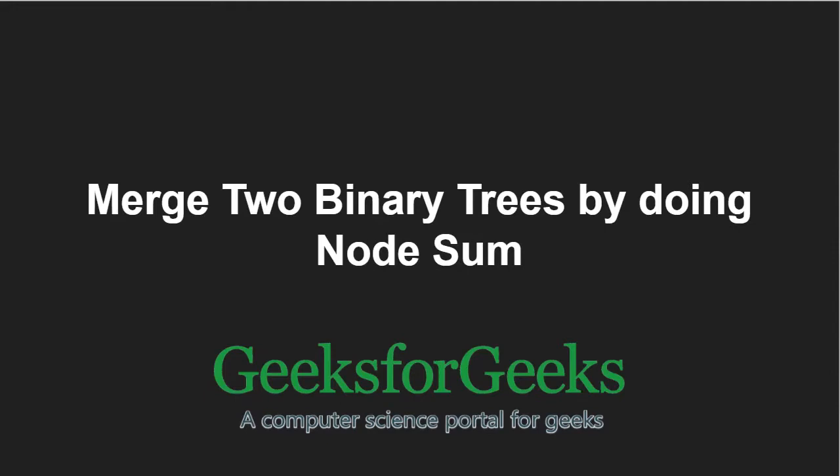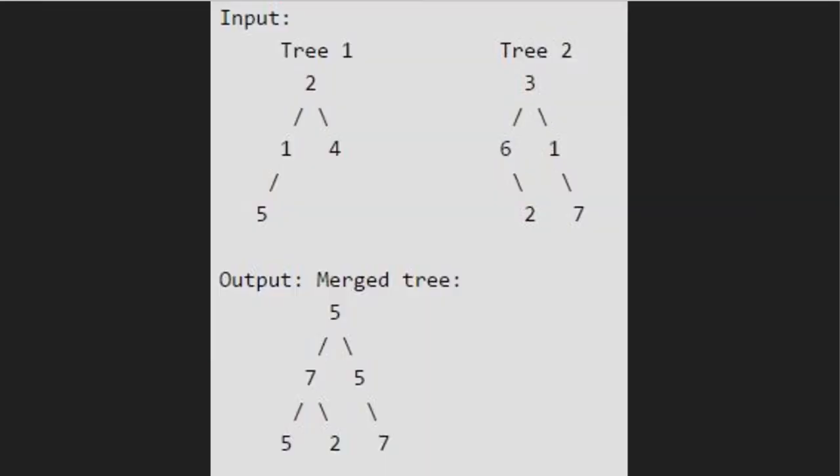In this video, we are going to understand the program which merges two binary trees by doing node sum. First, let us take an example. The merge rule is that if two nodes overlap, then sum node values up as the new value of the merged node. Otherwise, the non-null node will be used as the node of the new tree.